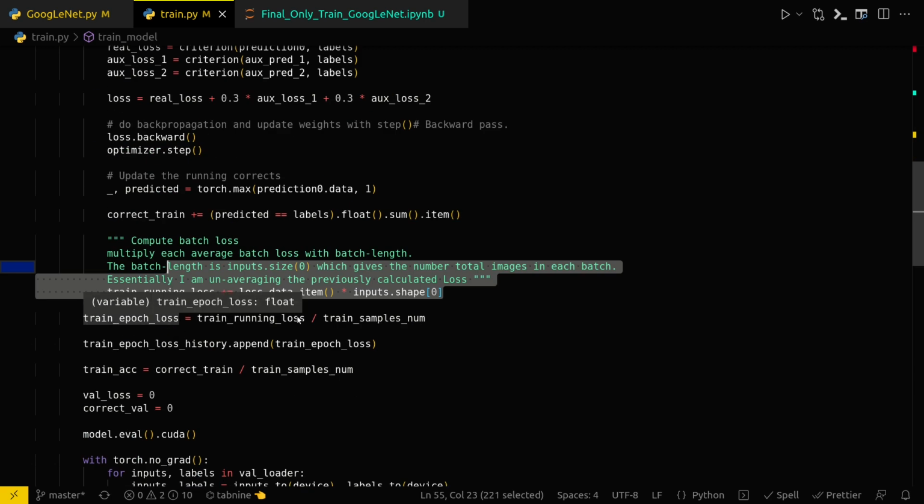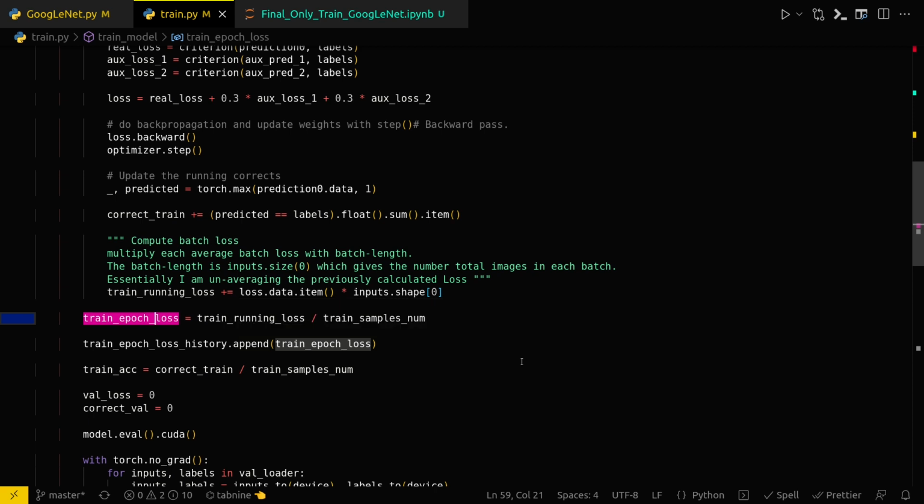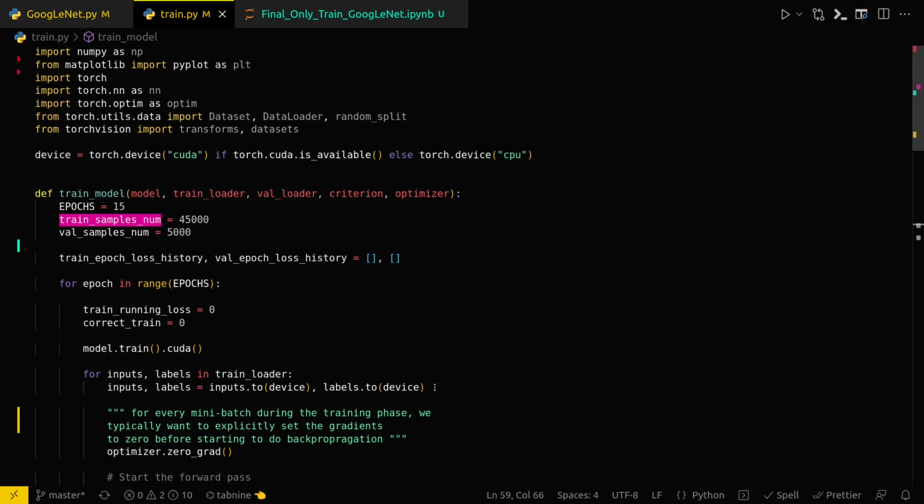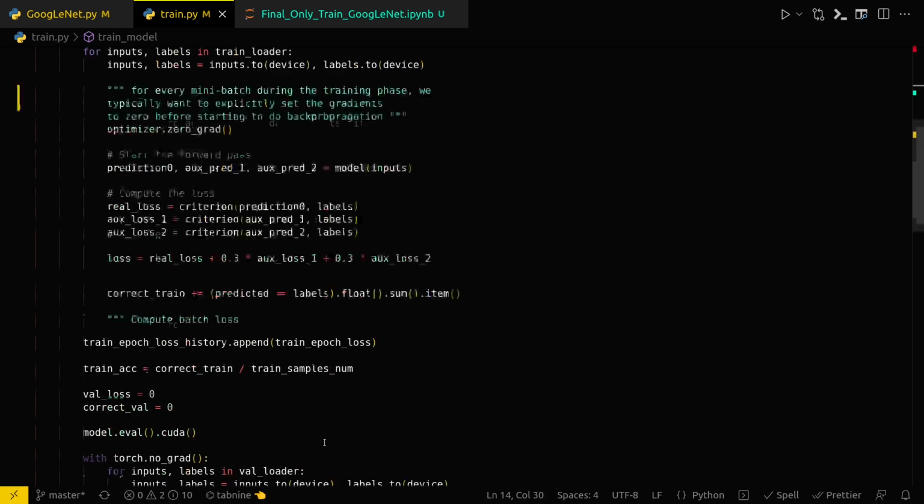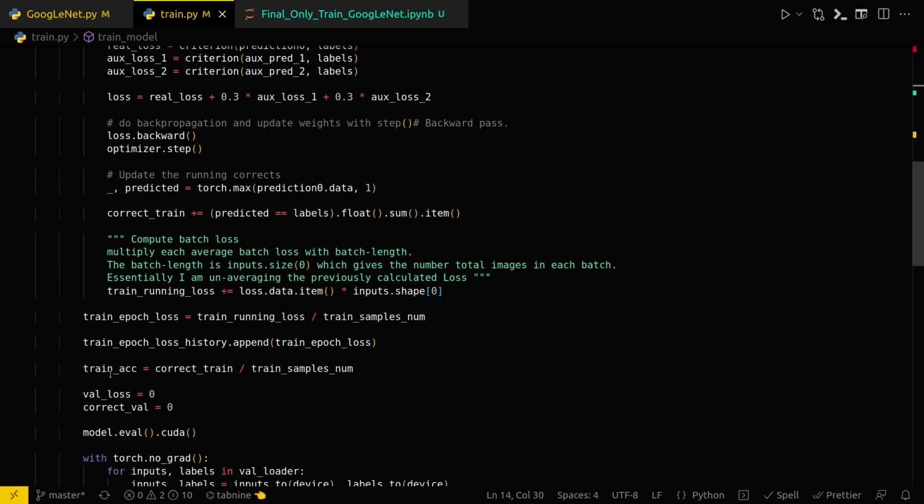Now I am outside that loop, so here in this line I can actually calculate the numbers for this epoch. My train epoch loss will be this running loss divided by train samples number. And train sample number is coming from here, where I declared it to be 45,000. All right, with that my train loss is done, and my correct train was also calculated earlier, so I can do the training accuracy calculation by this simple division, that is correct train divided by train sample number.